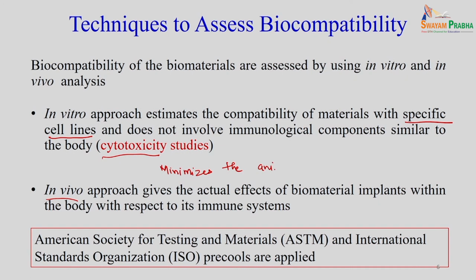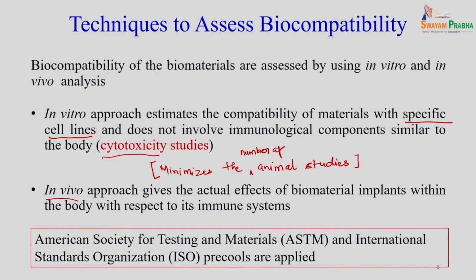the number of animal studies. Based on the in vitro experiment, we choose which one is the best material which needs to be tested inside a particular animal model. That animal model may be the rat, it may be the rabbit.